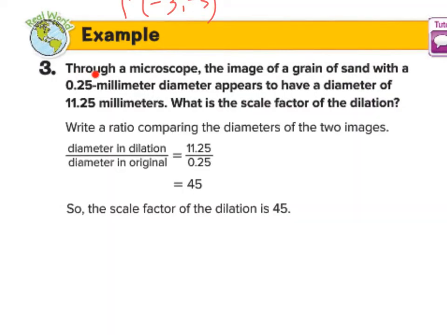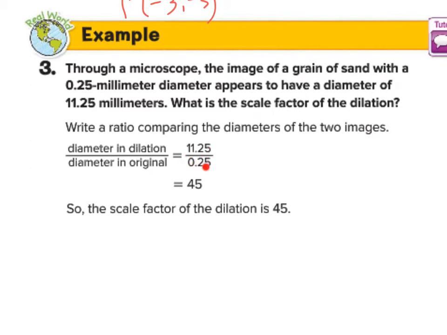Example 3. Through a microscope, the image of a grain of sand with a 0.25 millimeter diameter appears to have a diameter of 11.25 millimeters. What is the scale factor of the dilation? So in real life, it's this large, right? Through a microscope, the image of a grain of sand, okay, that's the real size, and then through the microscope, it becomes this much larger. So what's the scale? Write a ratio comparing the diameters of the two images, the diameter in the dilation and the diameter in the original.